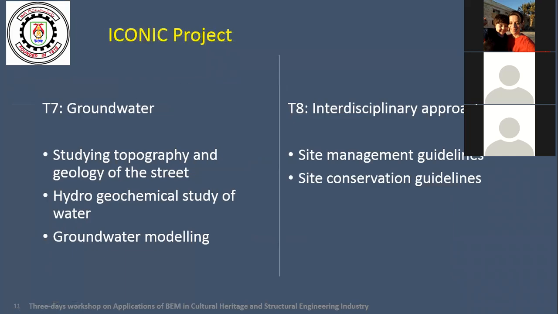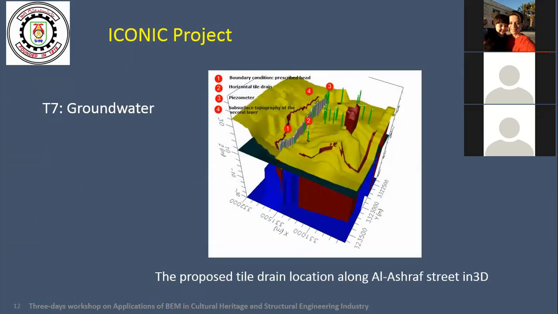Task 7 is studying the topology and geology of the street, Ashraf Street, looking at the hydrology, the geochemical study and groundwater modeling. And finally, the end product is an interdisciplinary approach, looking at site management and conservation. This is an example of the output of Task 7, the groundwater, and this is a 3D model of the site with proposed tile drains, and you can see the difference in levels and how the groundwater may move along the site.